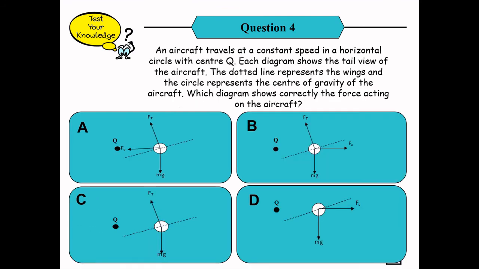Question 4. An aircraft travels at a constant speed in a horizontal circle with center Q. Each diagram shows the tail view of the aircraft. The dotted line represents the wings and the circle represents the center of gravity of the aircraft. Which diagram correctly shows the forces acting on the aircraft? The answer is C. When we look at all the diagrams, we must notice that the centripetal force should not appear on a free body diagram. It is because the centripetal force is the net force on the system.